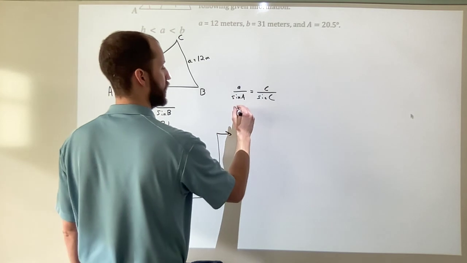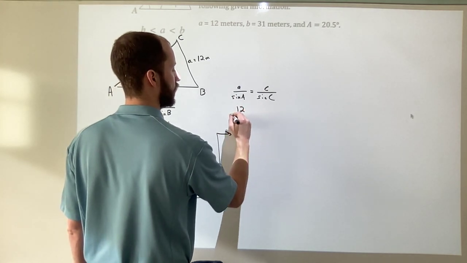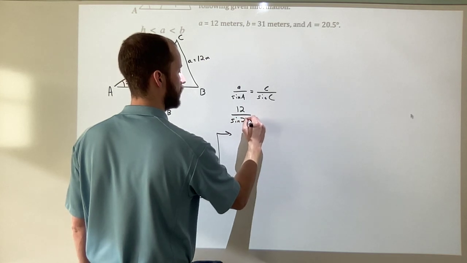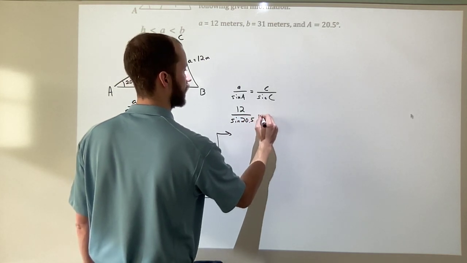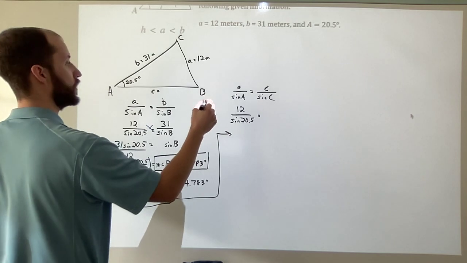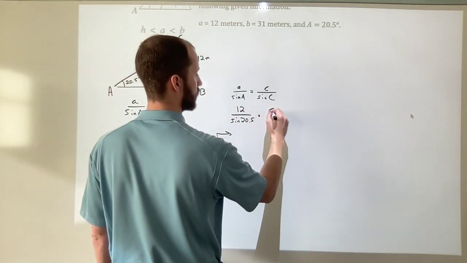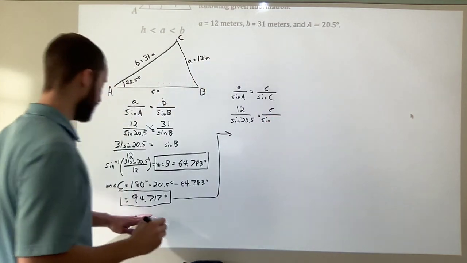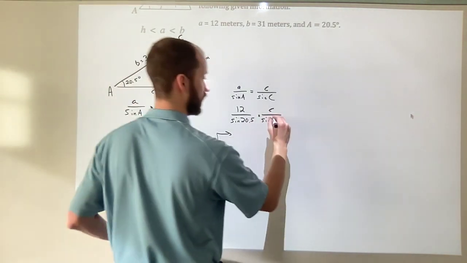So plug in what we know: 12 over the sine of 20.5 equals little c, which we don't know, over the sine of 94.717.